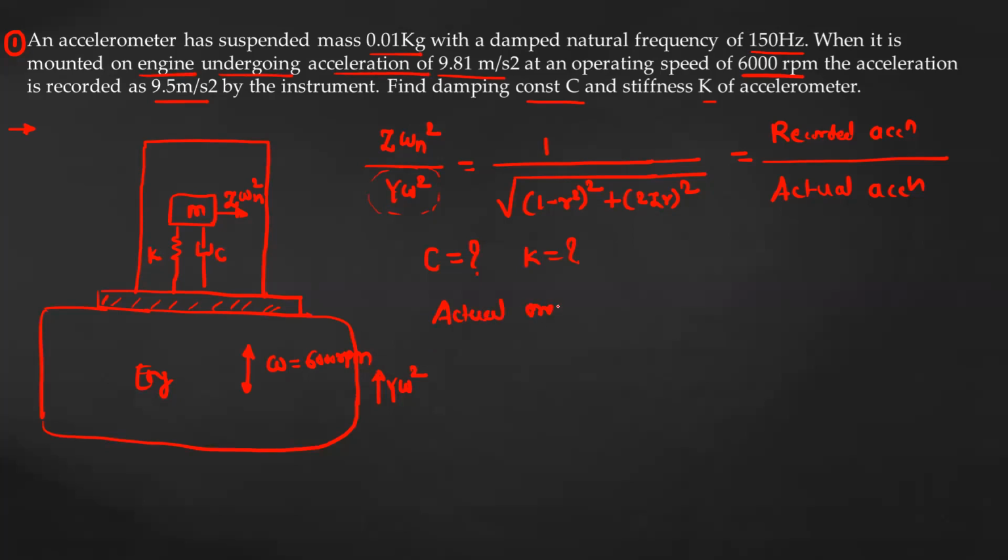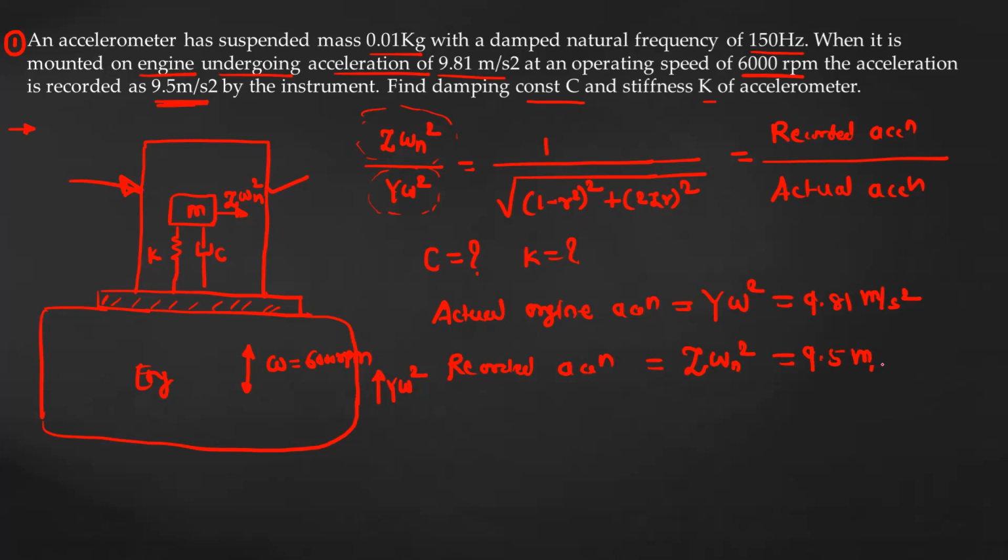So the actual engine acceleration is nothing but Y omega square, and this is 9.81 meter per second square. Then the acceleration recorded by the instrument, that means by this accelerometer, is nothing but Z omega n square. So the recorded acceleration is equal to Z omega n square, and this is 9.5 meter per second square.